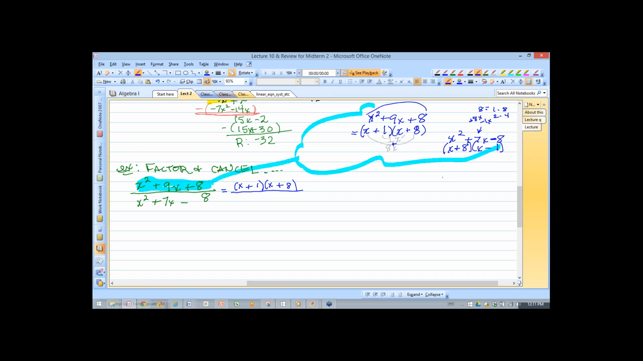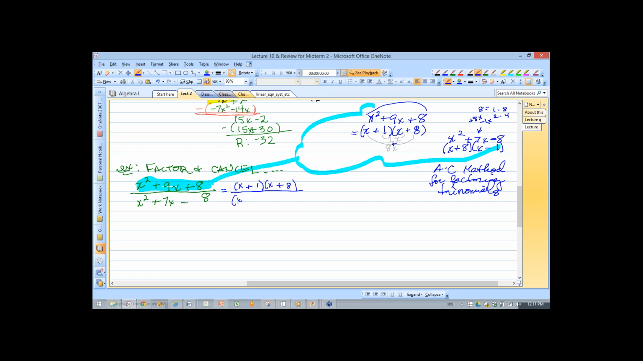What I'm using is called the AC method for factoring trinomials. That's what you can look up, all right? And that's what I'm going to post too. That's for factoring trinomials.